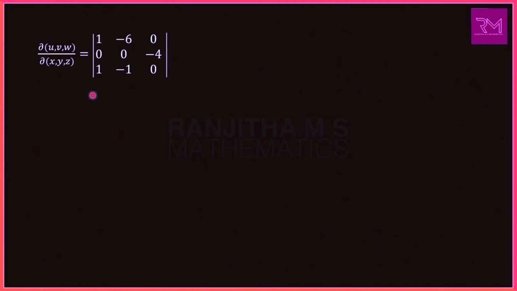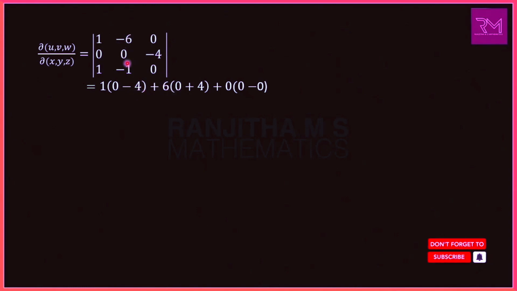In next step, we have to expand the determinant, that is 1 into, here we have to cross multiply this, that is 0 into 0 is 0 minus, here minus 1 into minus 4 is plus 4, hence we get 0 minus 4. Here minus of minus 6, that is plus 6 into, here 0 into 0 is 0 minus 1 into minus 4, hence we get 0 minus minus 4, plus 0 into, here 0 into minus 1 is 0 minus 0 into 1 is 0. We have to expand carefully. This is a very important step to expand the determinant.